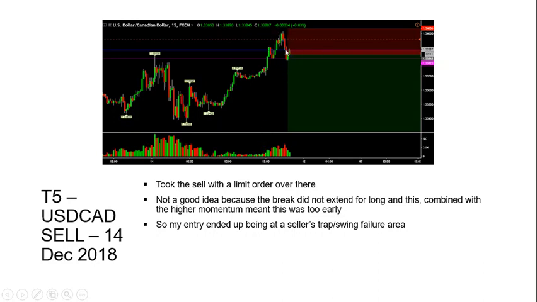It did not extend for long enough. So that's the whole concept of multiple pullbacks up towards the breakout retest zone, and combined with the high momentum of these buyers, meant it was just a little bit too early. I should have waited for more rollover to happen. So my entry ended up actually being at a seller's swing trap area, right? The sell swing down didn't work, it made that low.